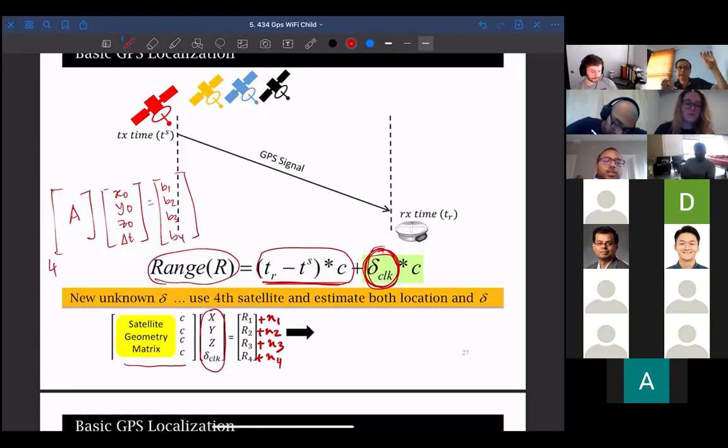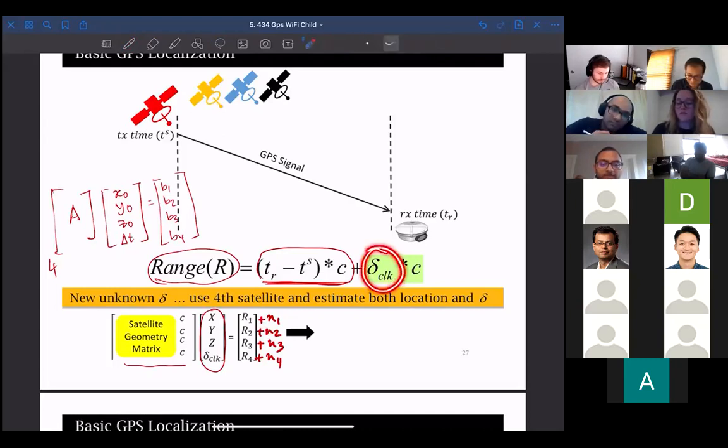But no, I mean the error between the satellites and each device. You mean this error? Yeah. But this error is per phone, right? Per GPS receiver. Yeah, that's what I was curious about. Yeah, but that phone is going to compute its own error, right? Yeah, that's fine. I just wanted to make sure.